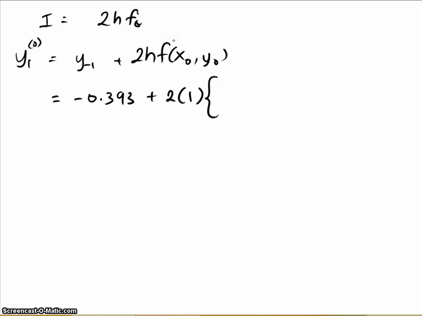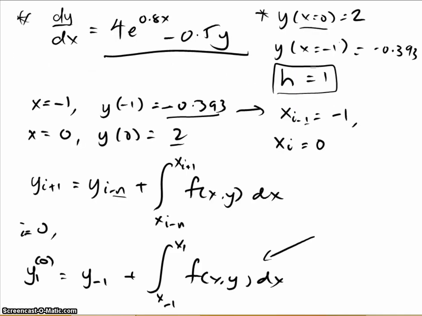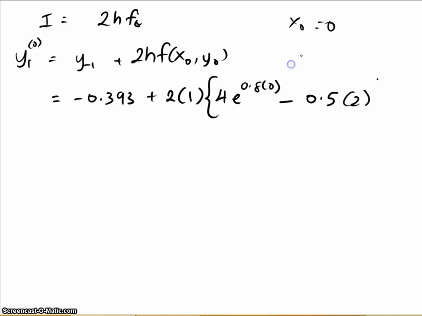Okay, so what you have here eventually is 4 times the exponential of 0.8 times 0, because x₀ is 0, so this will be minus 0.5 times your y₀. So your y₀ is given by 2. So the value that you get here is 5.607. Okay, so this value is not accurate because of the open Newton-Cotes formula. So what we want to do now is to apply the closed Newton-Cotes method to solve this. Because we have used the rectangular rule, this is of order h cubed, which means we want to apply the trapezoidal rule because it has the same order of accuracy.